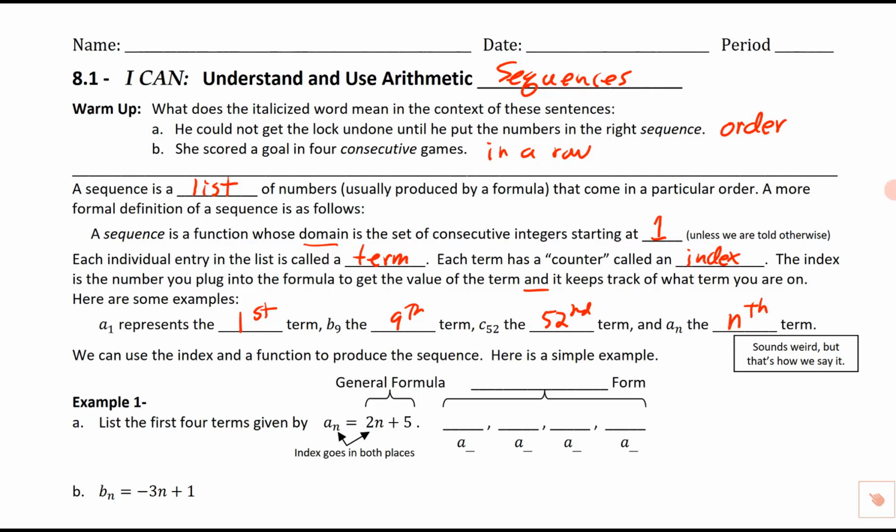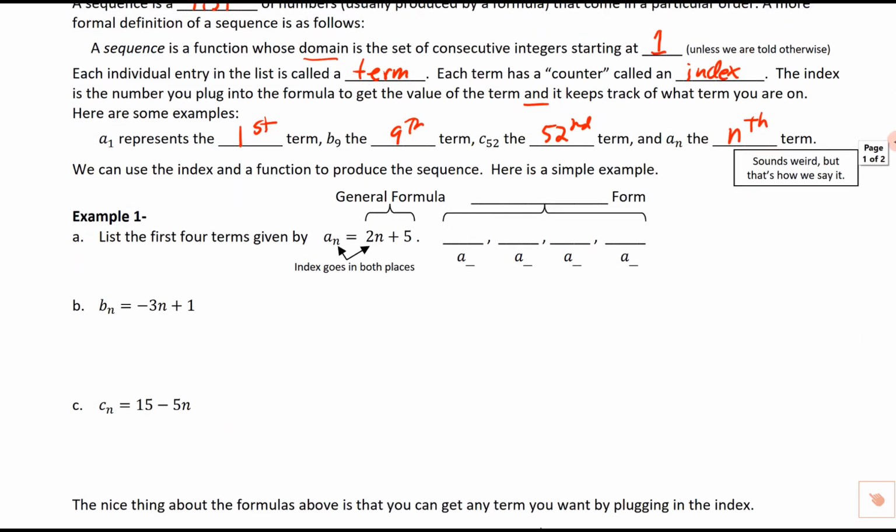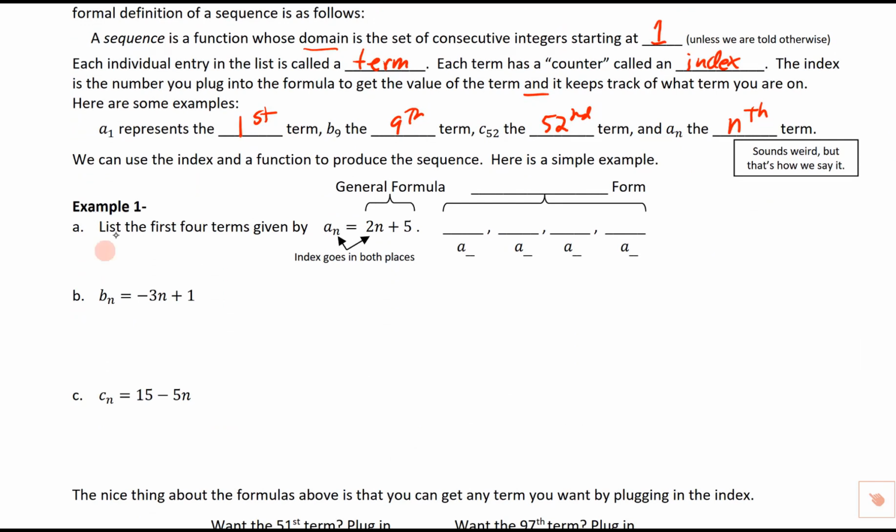Okay, so let's come down here and let's take a look at some examples and see how this works. So on this example, it says list the first 4 terms given by, and in this case we've got a sub n, so this is what we call an nth term, or a general formula right here. And you'll notice that the index goes in both cases because it keeps track of which term we're on, and it's also the number that we plug into the little rule. Now what we're going to do is we're going to write this in what we call expanded form. So let's write the word expanded right here. And we're going to figure out what A1 is, what A2 is, what A3 is, and what A4 is.